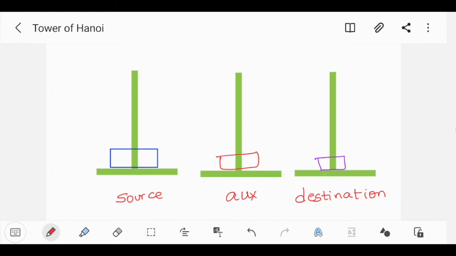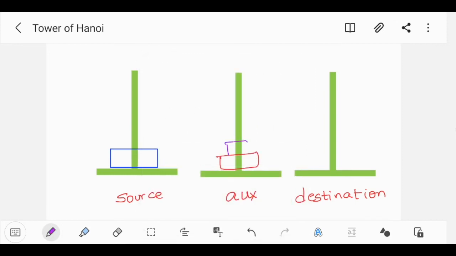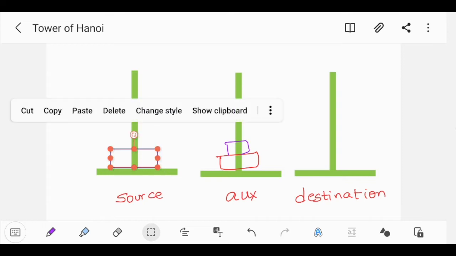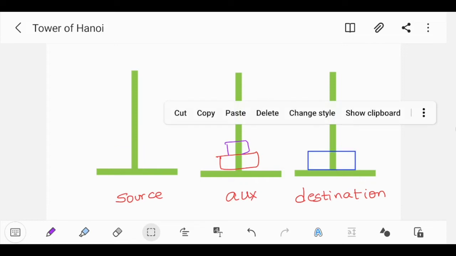So the smallest one is in destination. Now I cannot pick the blue one and put it on any other disk, because that's a violation of the constraint. So what I would do is take out the purple one, place it on the red one here in the auxiliary peg, right? As you can see, half the problem is solved, where the two discs are placed in the auxiliary peg, and now it's time for me to take this bottommost bigger disc from the source and put it to the destination, right?